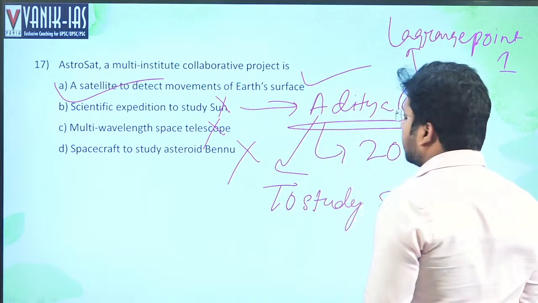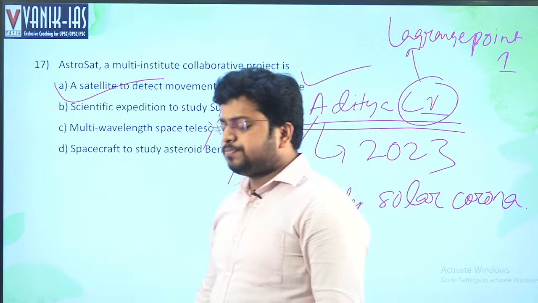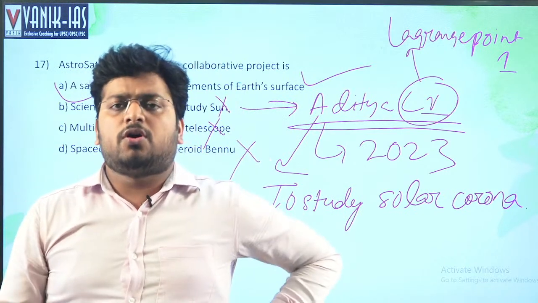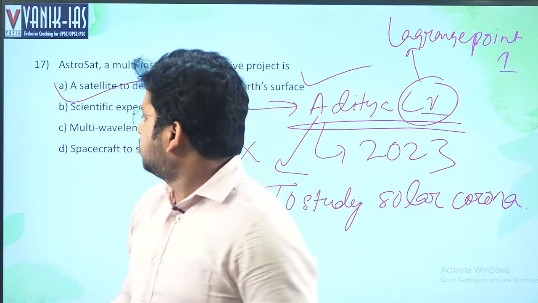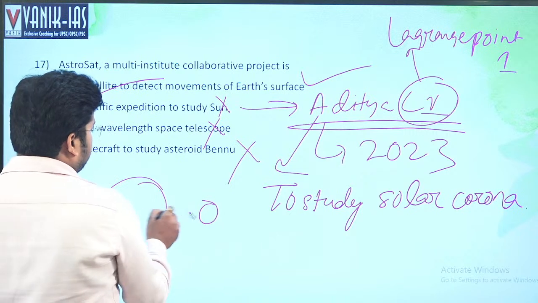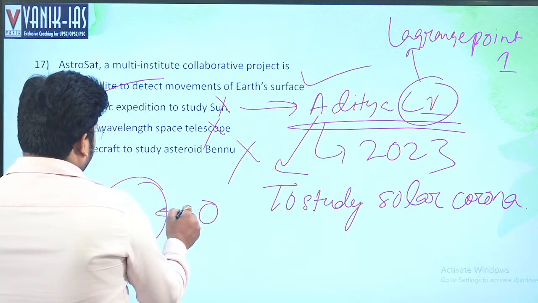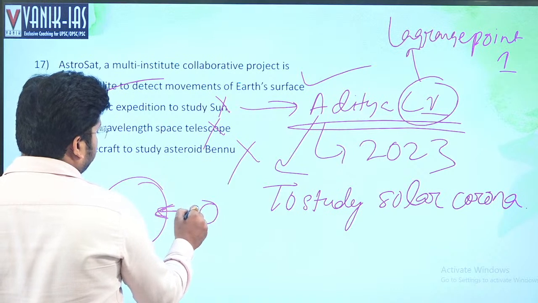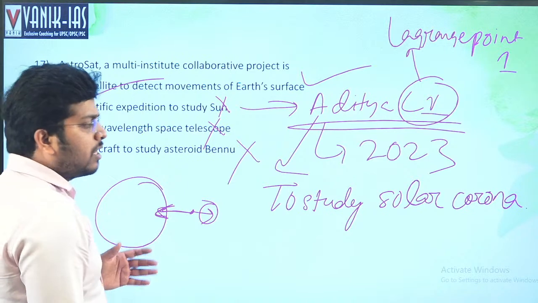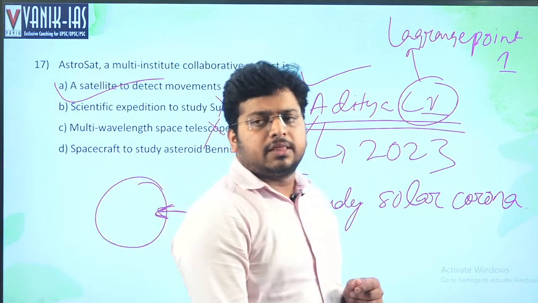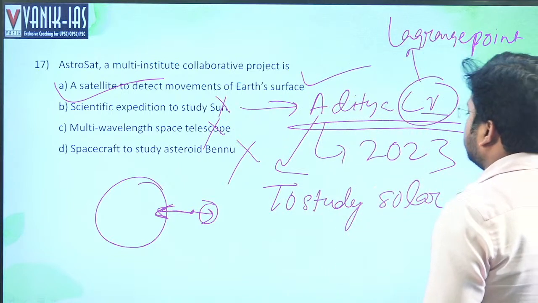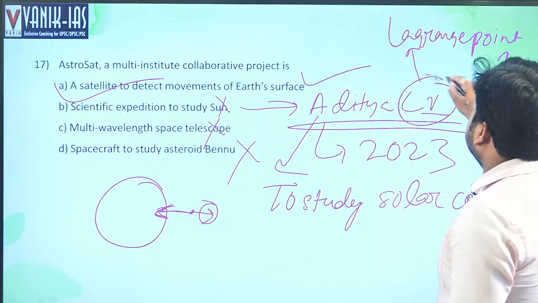Lagrange point means those points at which the total gravitational force of sun and earth will be 0. Suppose this is sun and this is earth, right? The sun will attract in this direction and the earth will attract in that direction. So at a particular point, the total gravitational force will be 0, right? That is called a Lagrange point. That is called L1. So this is Aditya L1, Lagrange point 1.